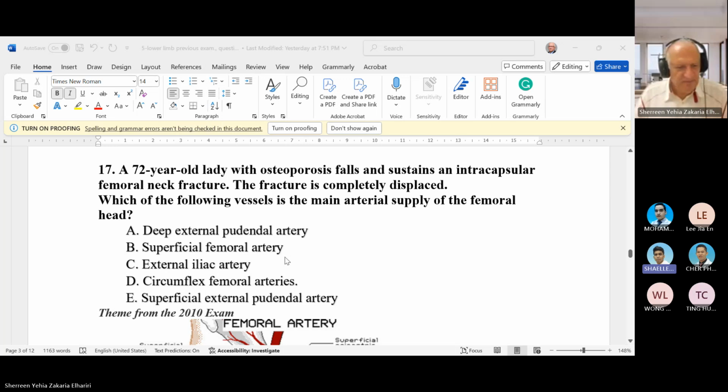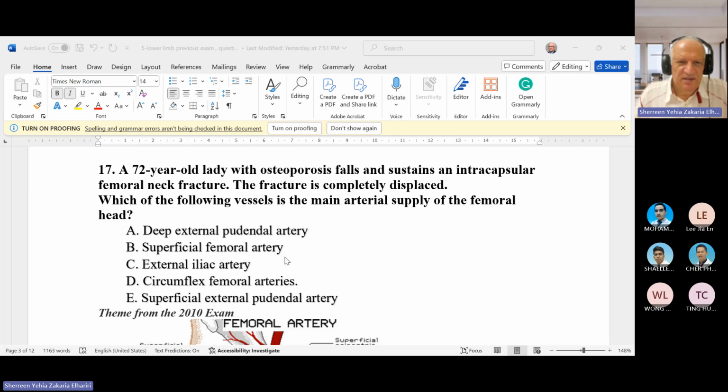A 72-year-old lady with osteoporosis falls and sustains an intracapsular femoral neck fracture. The fracture is completely displaced. Which of the following vessels is the main arterial supply of the femoral head? This would be the circumflex femoral artery.